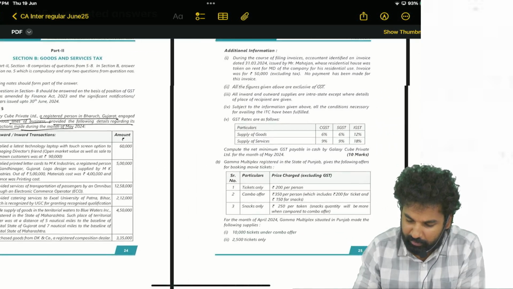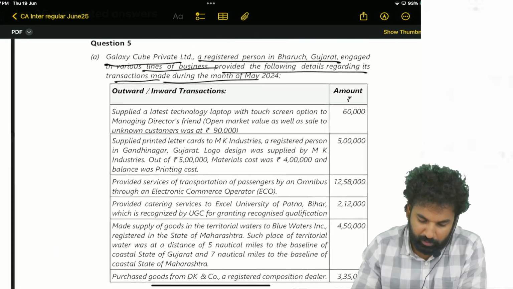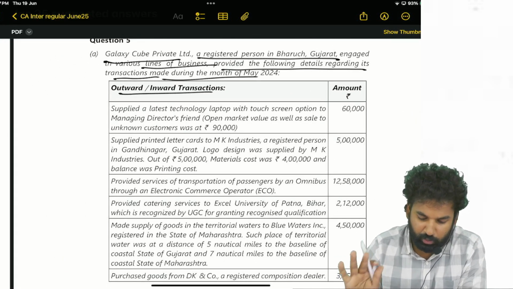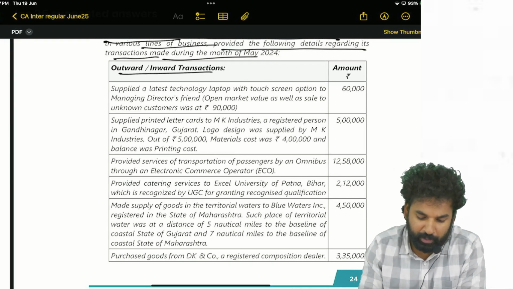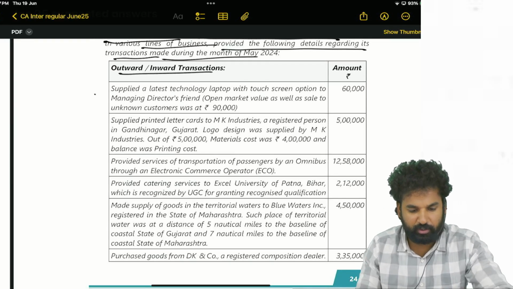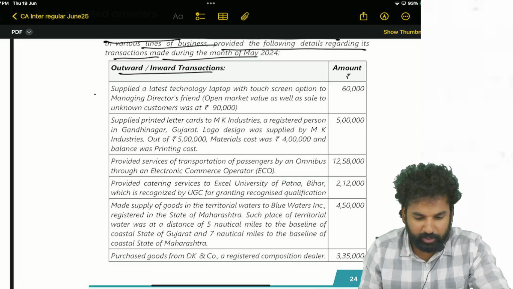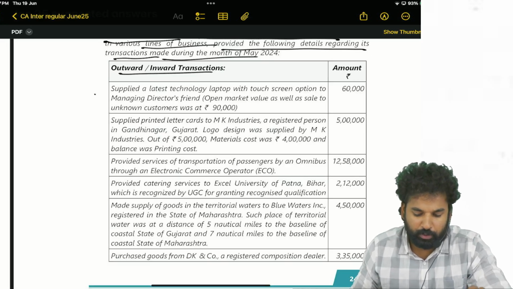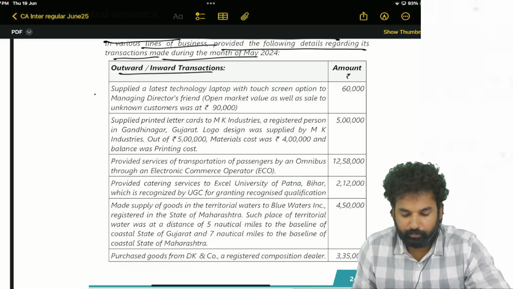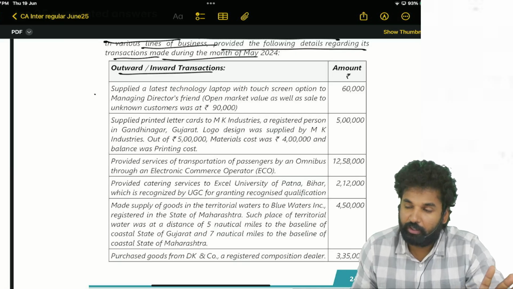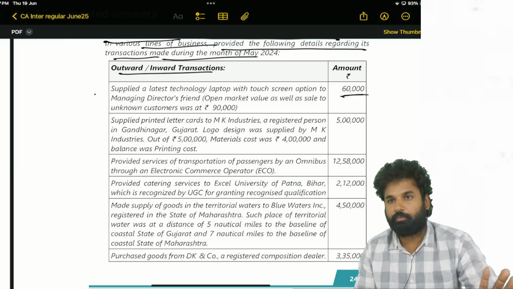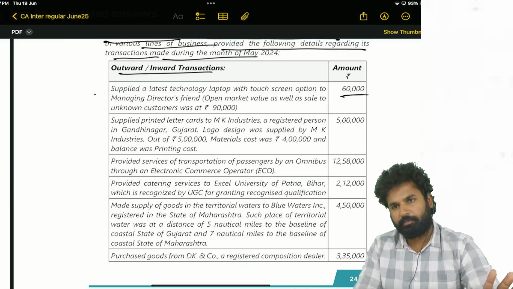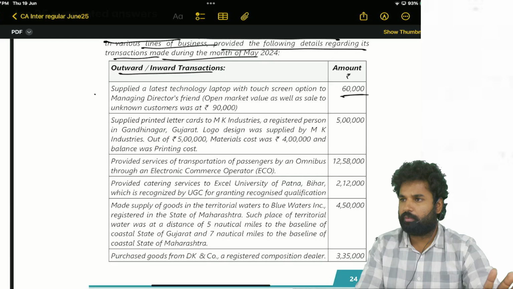For how many marks? 10 marks it is given. Okay. So outward and inward transactions both are given here. Supplied a latest technology laptop with touch screen, option to managing director's friend, open market value as well as sale to unknown customers was 90,000. So it is sold at 60,000. Now value of supply will be 60 only.